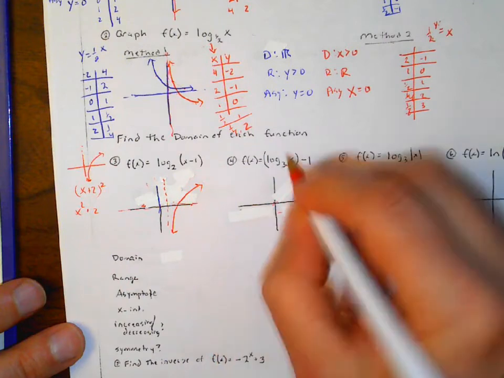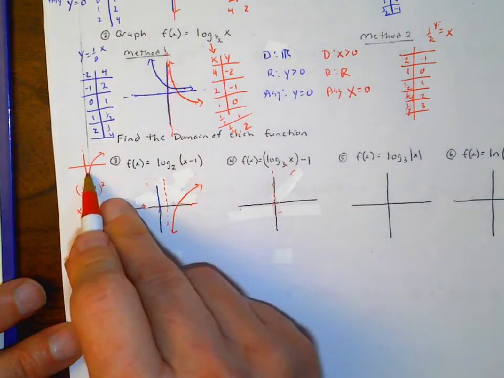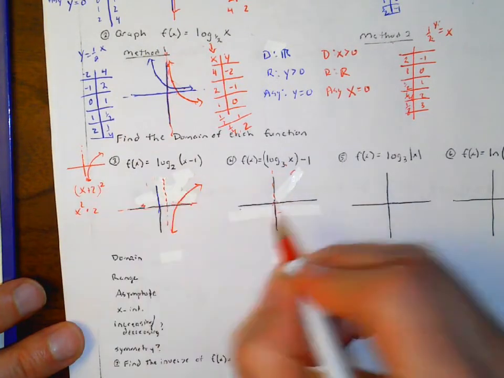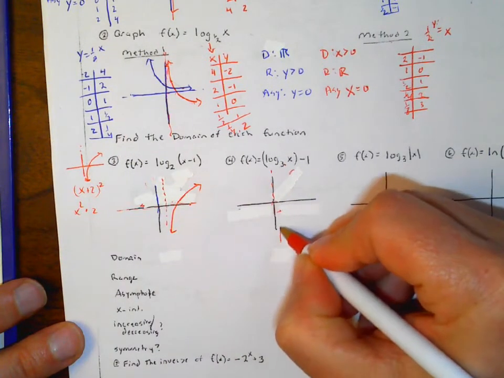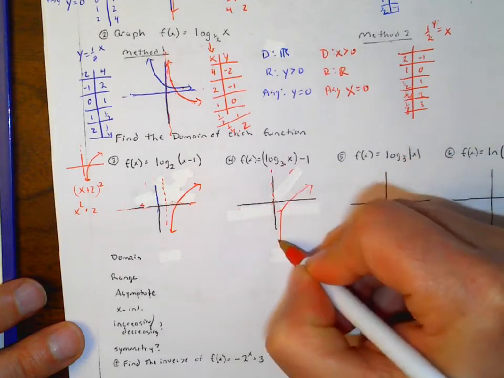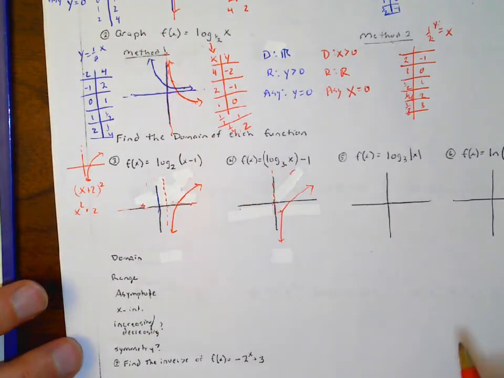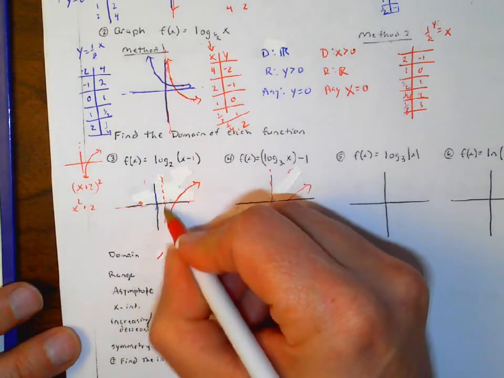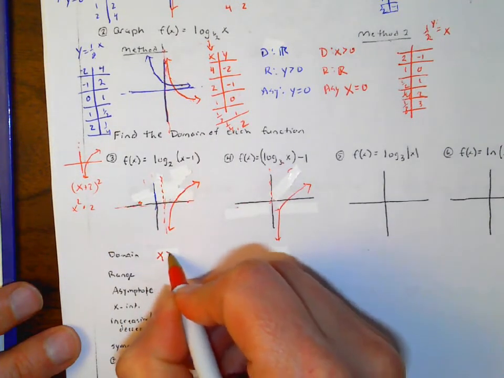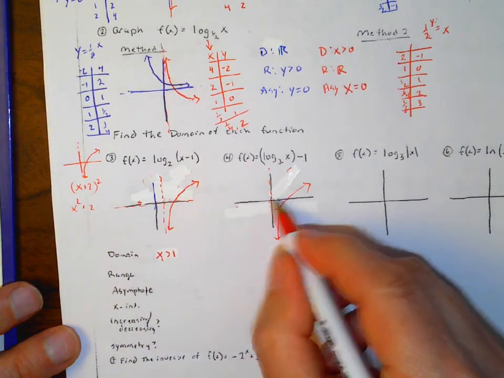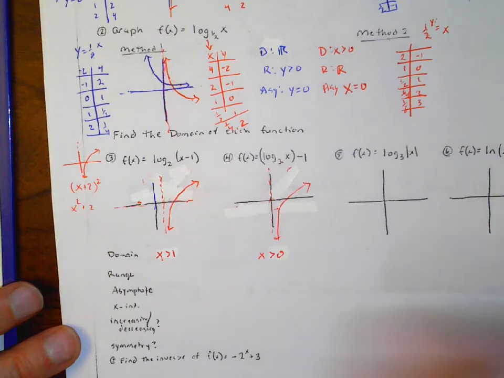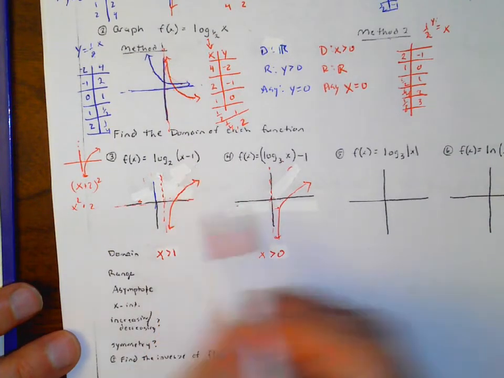And here, taking this function, it's being shifted down 1. So instead of going through 1 here, it's going to go through 1 down there. So basically the same, just shifted down 1. Alright, so domain. We have this asymptote here, so our x's have to be greater than 1. And here our asymptote's still at 0, so x has to be greater than 0. Our range, all up, all down, so both of those are all real numbers.